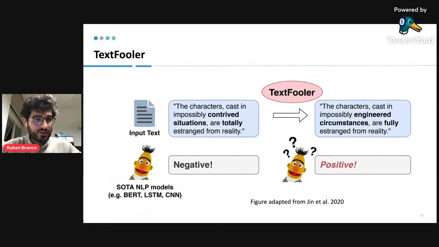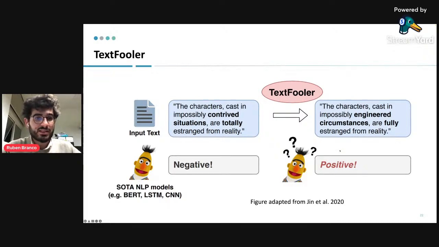So, the adversarial training. This is just a brief description of how the algorithm works, which is from the Jin et al. 2020 paper, a method called TextFooler. TextFooler uses GloVe word embeddings to measure the similarity between words. Let's say we have BART, and we give it this input text, and BART says negative. First, TextFooler finds the most important words for BART to have chosen negative, and it said that contrived, situations, and totally are the most important words. Then it tries to find similar words that do not change the semantics of the text, and here it found engineered, circumstances, and fully, which does not change the semantics.